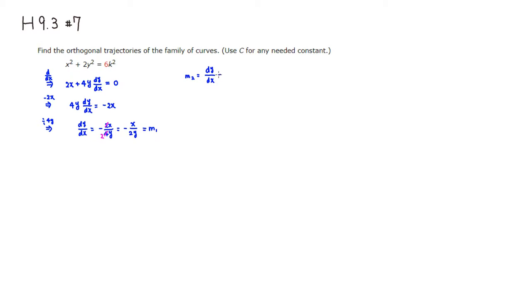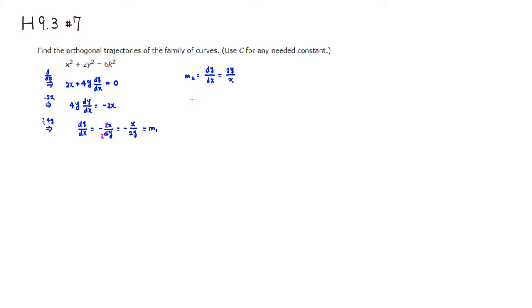We want it to be the negative reciprocal of m1. So we take the negative reciprocal. Negative, negative, so it's going to be a positive reciprocal. Put it upside down, so you have 2y over x. Then we're going to solve this differential equation.